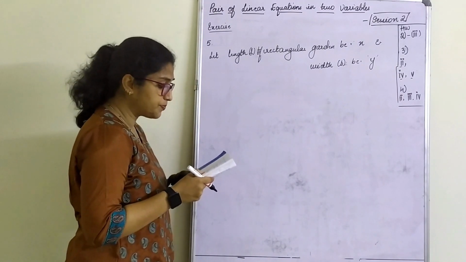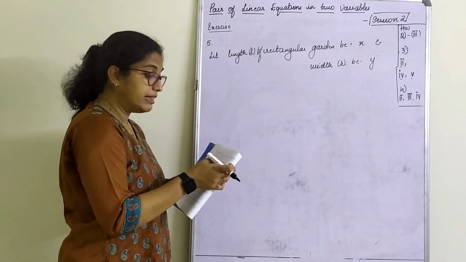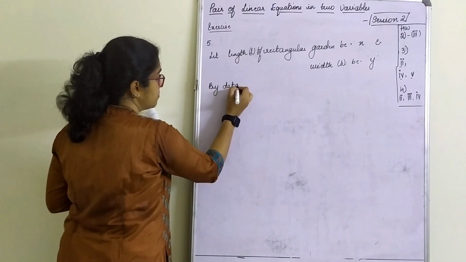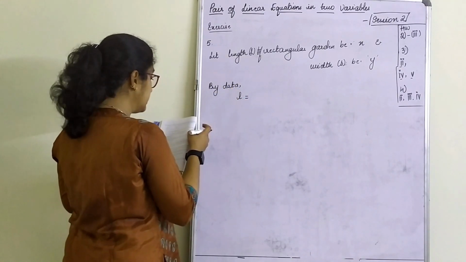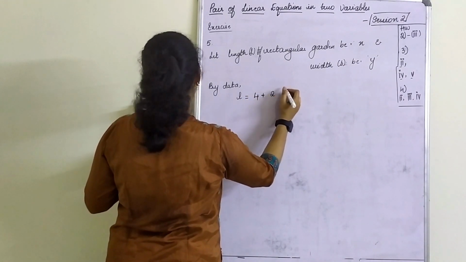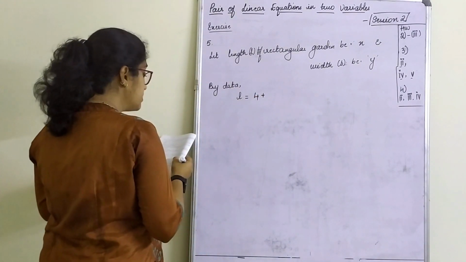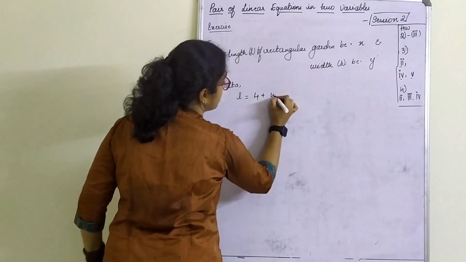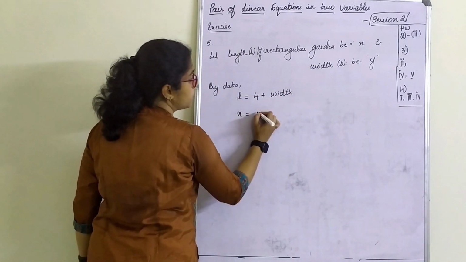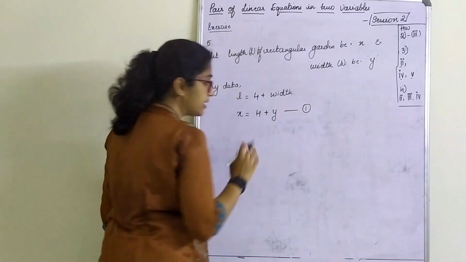Now read the question again. Half the perimeter of a rectangular garden, comma, whose length is 4 more than its width. Length is given as x is equal to 4 plus y. According to them, this is the first equation given.